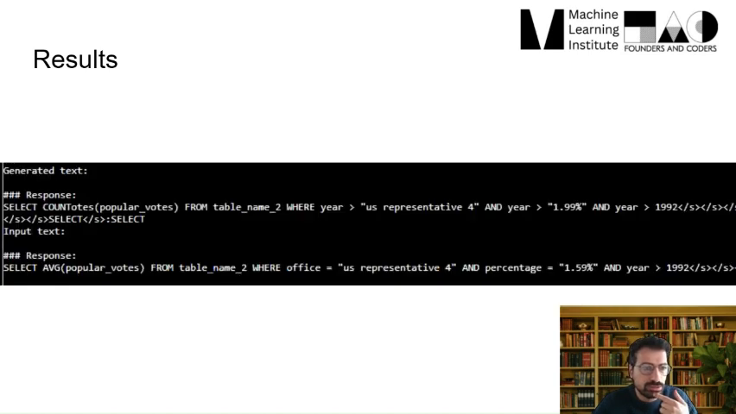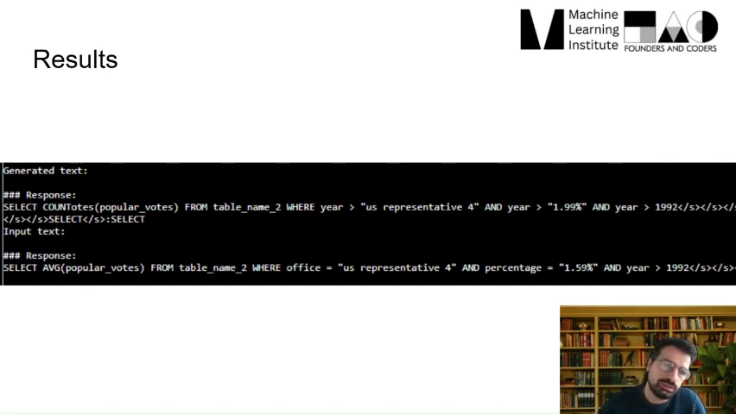So as you can see here, you can immediately see that it's getting worse. This result was later down the line in the training, and the quality was getting worse. So now instead of average, we're getting count oats. Popular votes from tables was okay. Instead of office, it says year. Instead of percentage, it says year. The number is wrong. So it was getting really, really worse. You can see here it's also predicting some commands, even though there's nothing. So I was like, what's going on here?